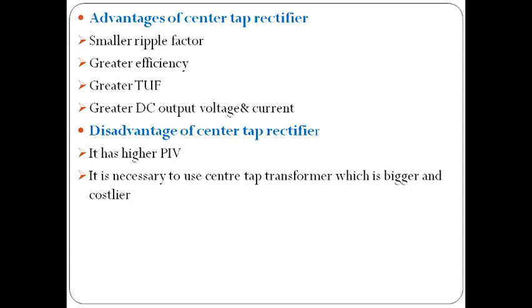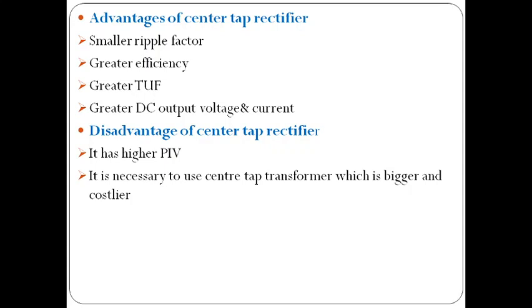And next, the center tap rectifier. So what are the drawbacks in the half wave rectifier? They are efficiency, ripple factor, and TUF. These three are improved in our center tap rectifier. And the DC output voltage and current are also improved. What are the drawbacks? If there are any drawbacks in our center tap rectifier, only then will we move to the bridge rectifier. For that, we will identify the drawbacks.